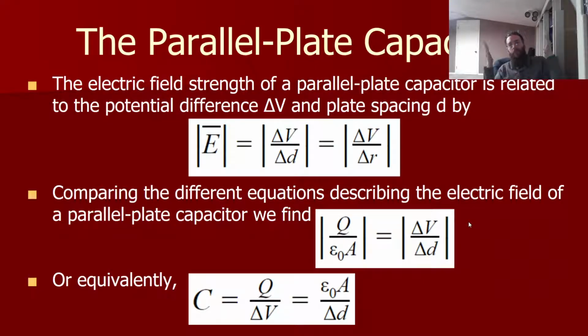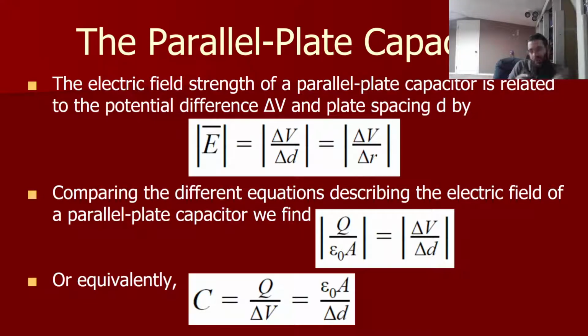Alright, so the electric field of a parallel plate capacitor is related to the potential difference, delta V, and the plate spacing by this formula. So the electric field equals delta V over the distance. If you know the voltage difference between the two plates, and you know the distance, you can calculate that electric field. Notice there are some big vertical bars here because it's a magnitude calculation, because voltage does not have a direction and the distance does not have a direction.